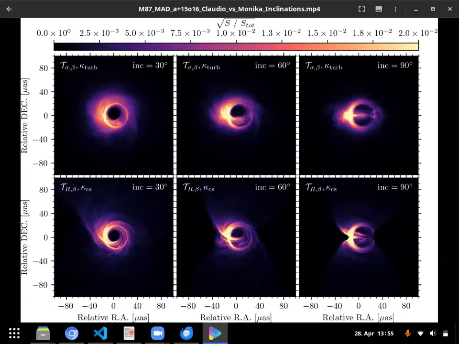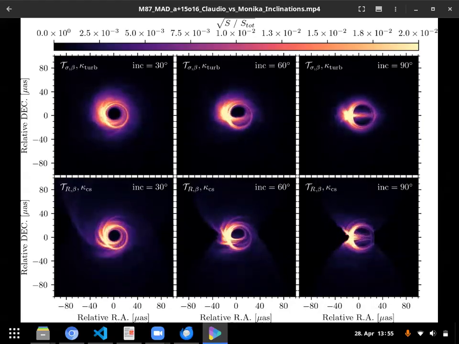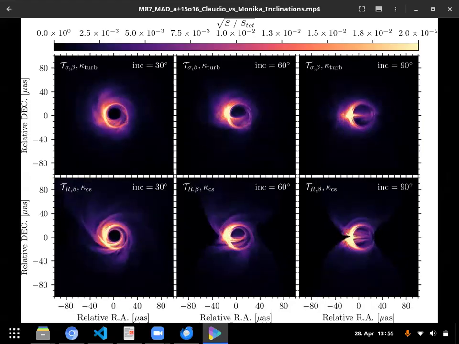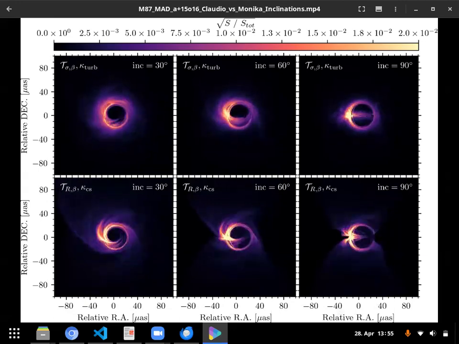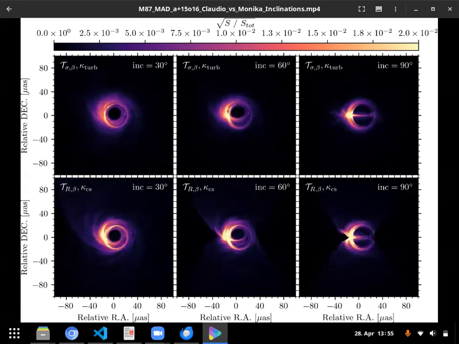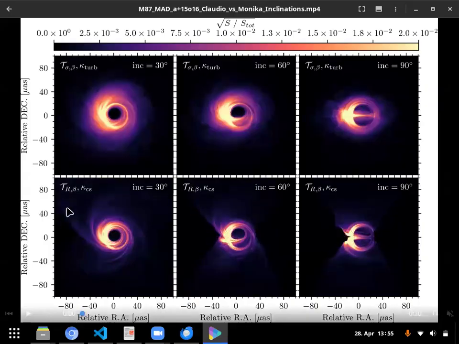So these were the inclination movies that Luciano asked for. This is 15/16, so 0.94. Yeah, the negative ones are still rendering. So the data is already done. I have the slices, but just computing the individual images to then generate the movie also takes a while.